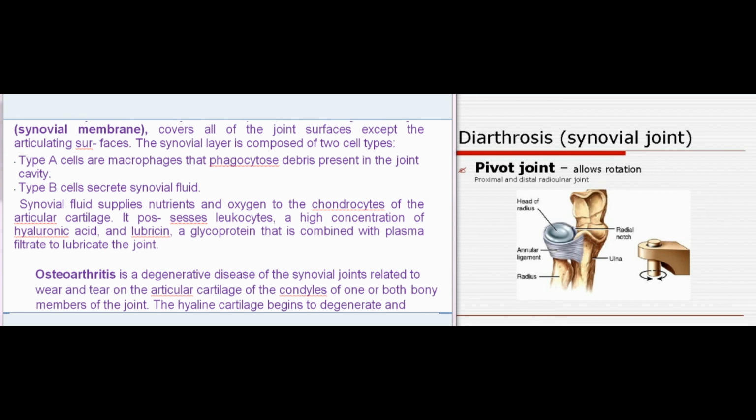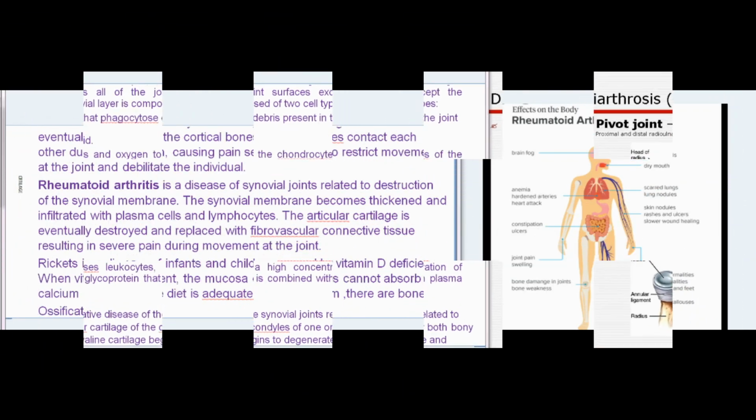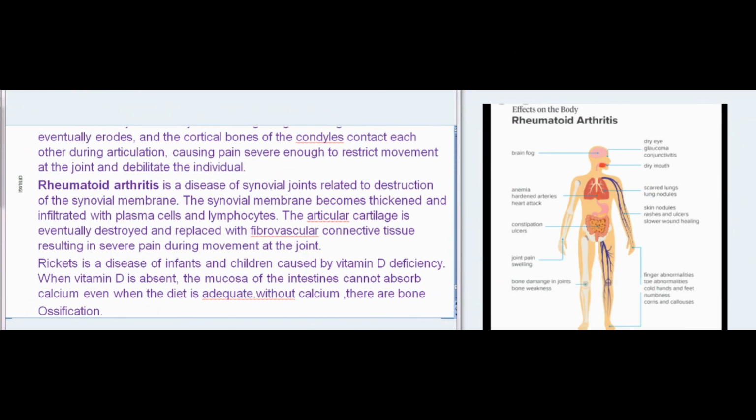Osteoarthritis is a degenerative disease of the synovial joints related to wear and tear on the articular cartilage of the condyles of one or both bony members of the joint. The hyaline cartilage begins to degenerate and eventually erodes, and the cortical bones of the condyles contact each other during articulation, causing pain severe enough to restrict movement at the joint and debilitate the individual.